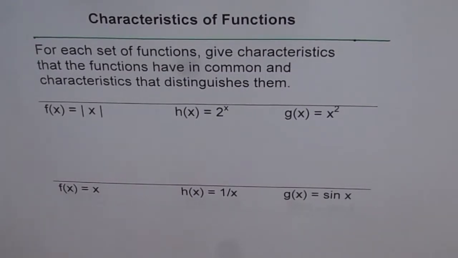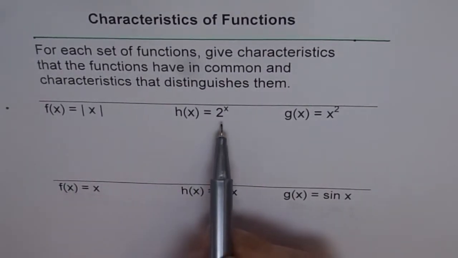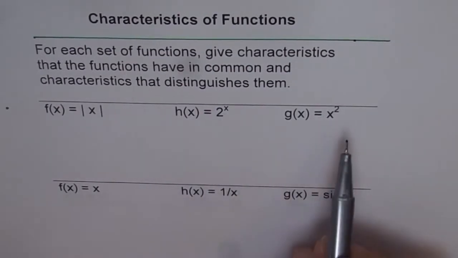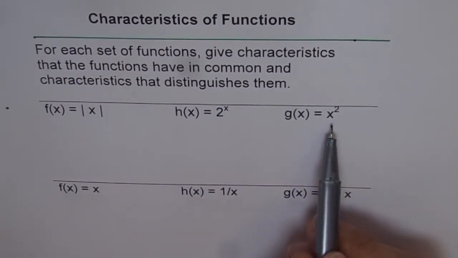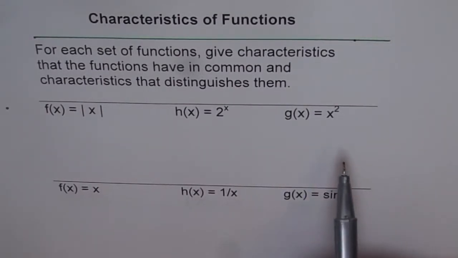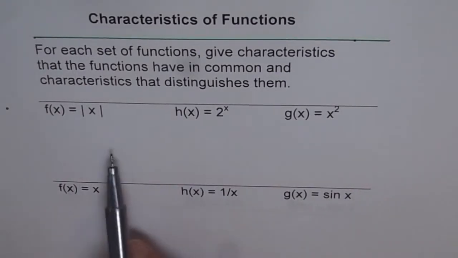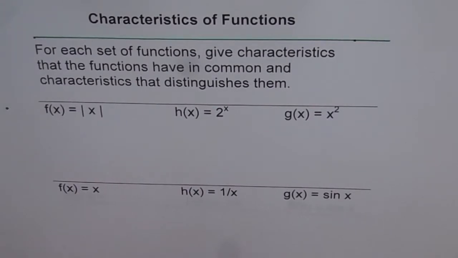The first one here is this set, which includes absolute x, exponential function 2 to the power of x, and parabola, the quadratic function x squared, right? These are all the parent functions. You need to find characteristics which are similar to all 3 of them and which are different for all 3 of them, right? Normally you're comparing 2 of them, right? It becomes kind of simpler. So now you need to find characteristics which are same in all 3 and which are different in all 3.